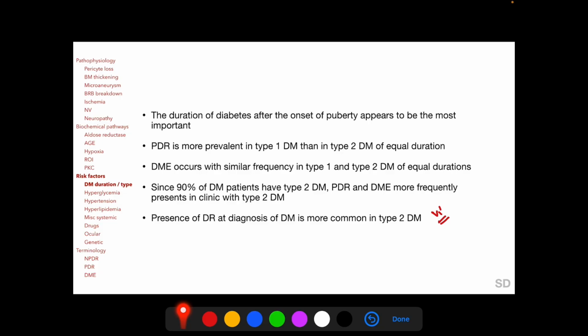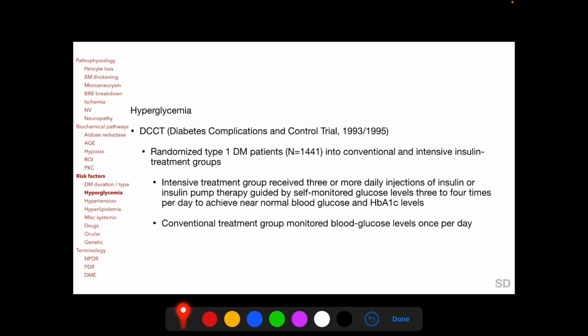So newly diagnosed patients with type 2 diabetes mellitus should ideally undergo a retinal evaluation immediately following their diagnosis of diabetes mellitus. Apart from duration and type of diabetes mellitus, hyperglycemia, hypertension, and hyperlipidemia are the major risk factors of diabetic retinopathy. The DCCT was designed to assess the efficacy of control of hyperglycemia in preventing the complications of diabetes mellitus in patients with type 1 diabetes mellitus.